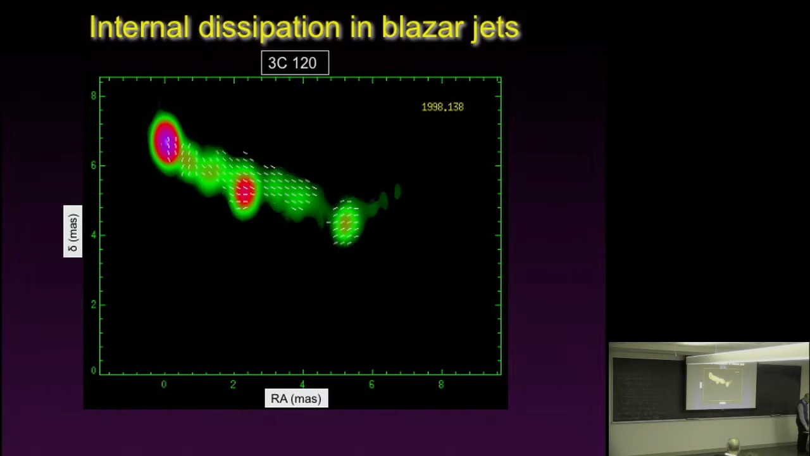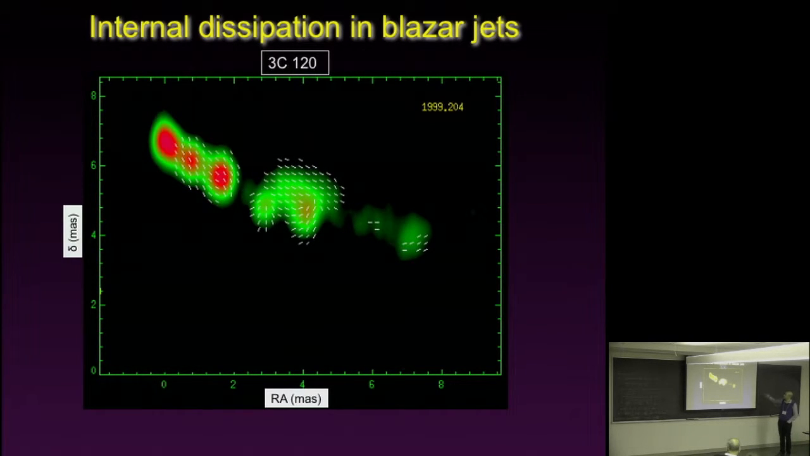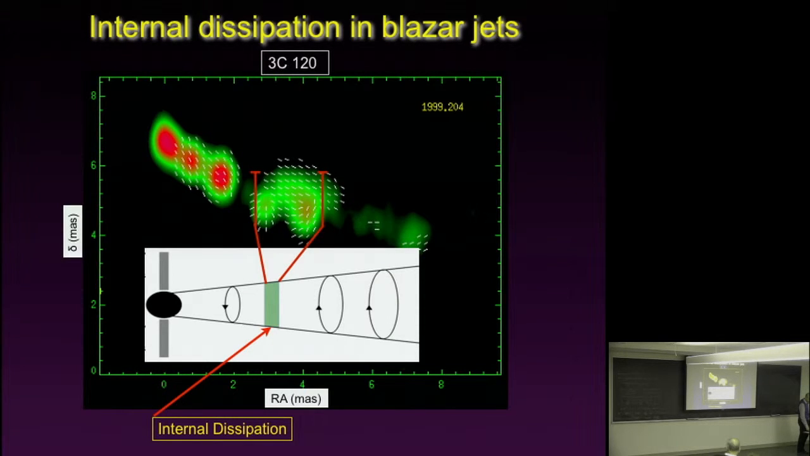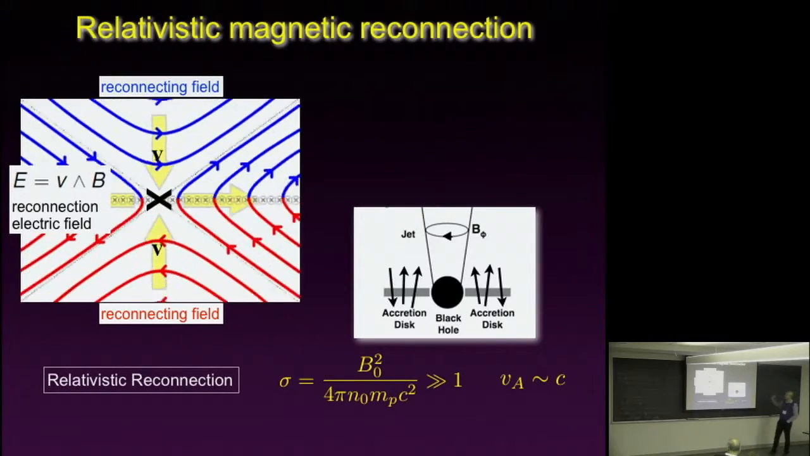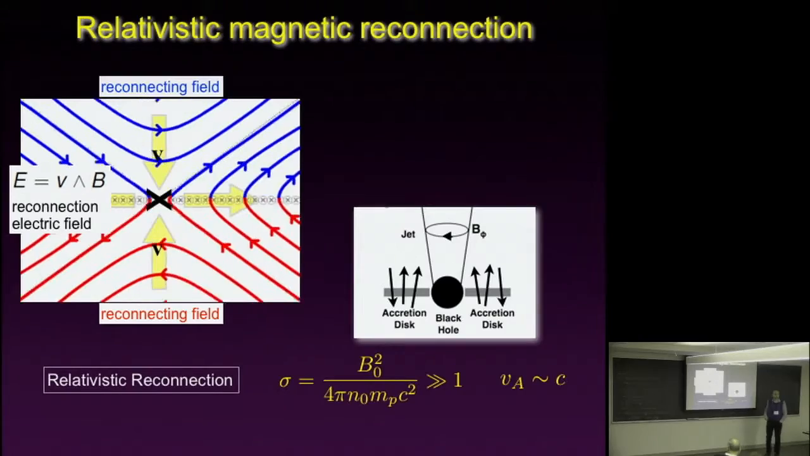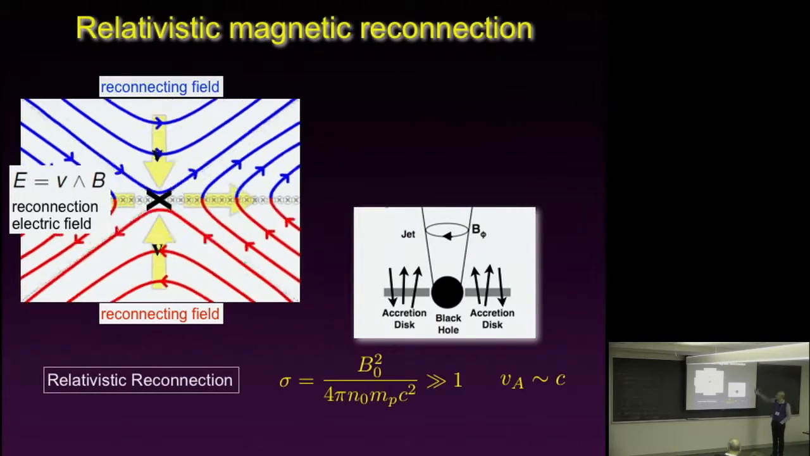Let me skip this. So this is what we see. Blazar jets are seen often in radio as these blobs of polarized light. The question is, what is actually powering these blobs? What is the mechanism that is providing the dissipation that eventually results in light? And the paradigm that I will be using assumes that magnetic reconnection has a role in powering this system. So reconnection is a process by which magnetic field lines of opposite polarity, blue and red here, are converging at the center in a region that is called the X point.